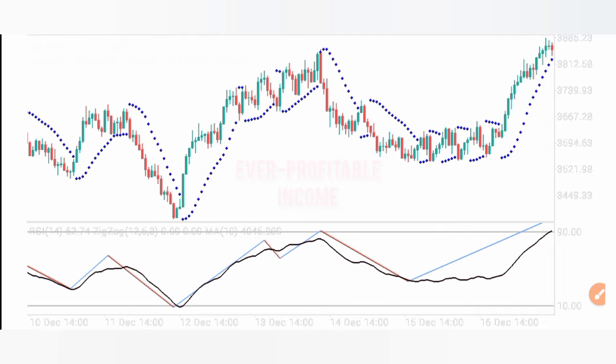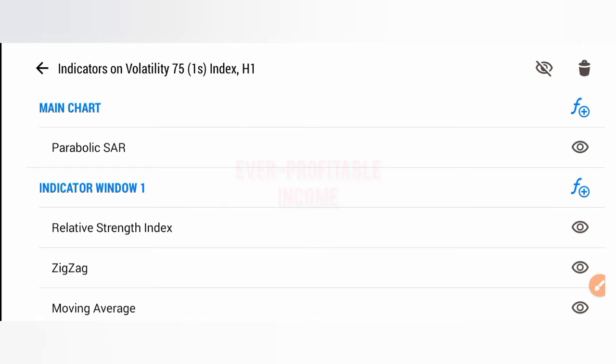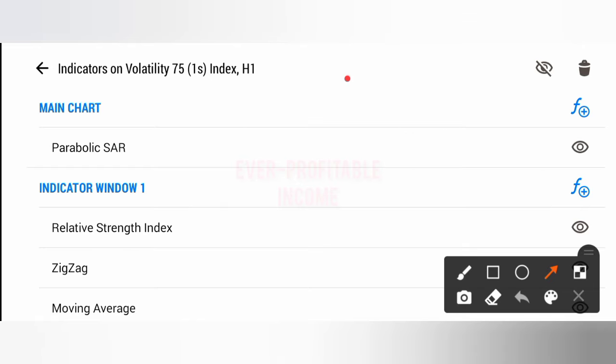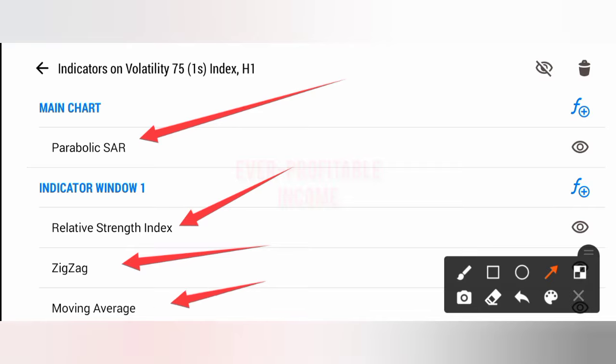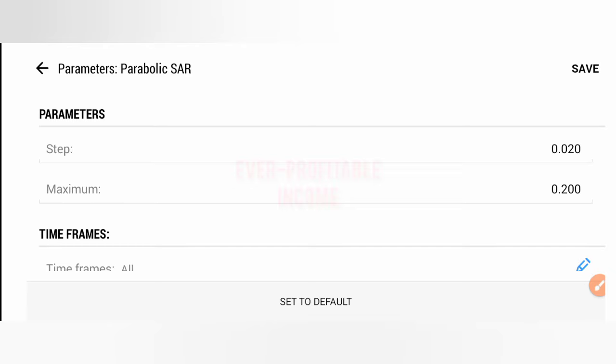Let's head over to our indicator window. So these are our indicators. On the main chart, we have the parabolic SAR, and on the indicator windows, we have 3 indicators, which are the relative strength index, the zigzag, and the moving average. So let's check out the settings of the parabolic SAR. Your parabolic SAR has the default setting. It's just the default setting right here.